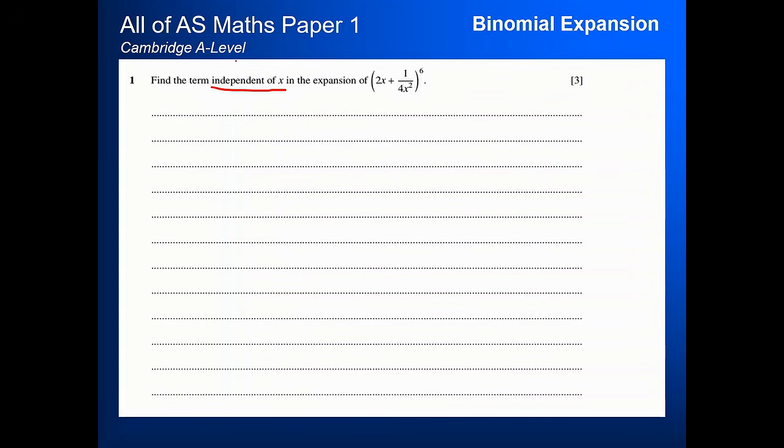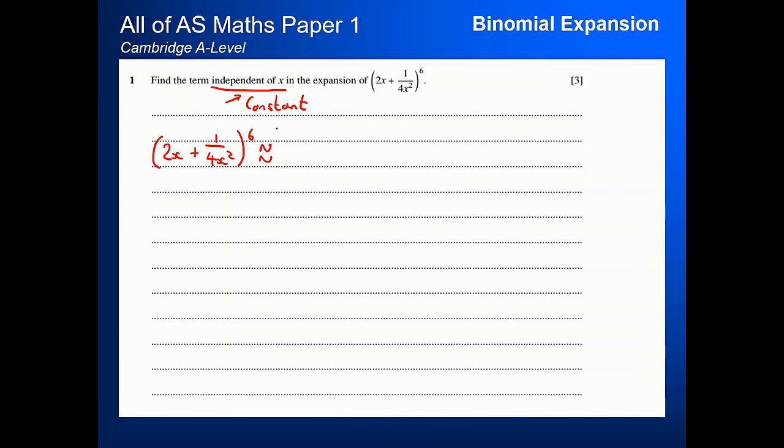So when they say the term independent of x, they mean just the constant term. So the term that's left, that's just a number, so nothing to do with x or x squared or x cubed, and so on. So what we're going to do here is actually expand this out, and then as we go through, let's see if we can find that constant term. So I'm just going to use the formula that you should be familiar with from this course, and I'm going to use the following notation here.